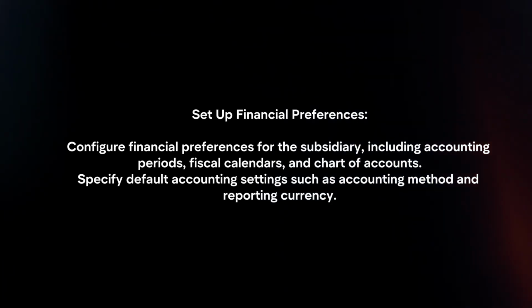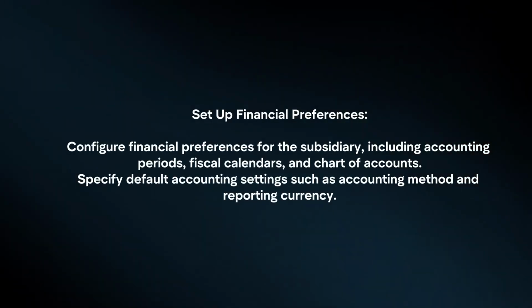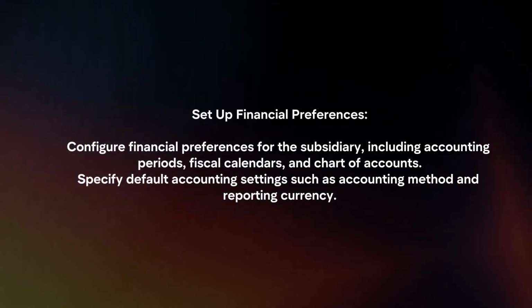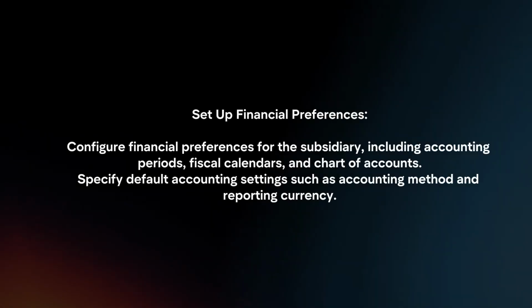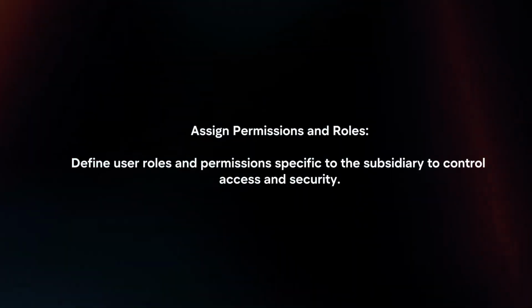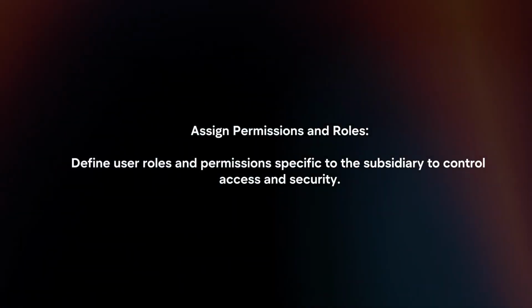Set up financial preferences. Configure financial preferences for the subsidiary, including accounting periods, fiscal calendars, and chart of accounts. Specify default accounting settings such as accounting method and reporting currency. Assign permissions and roles. Define user roles and permissions specific to the subsidiary to control access and security.